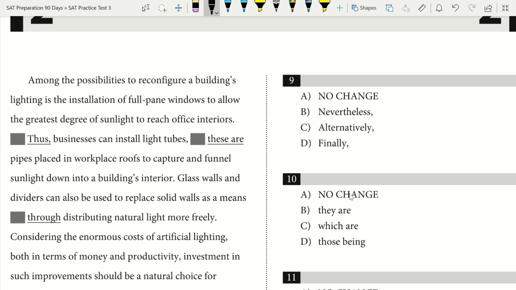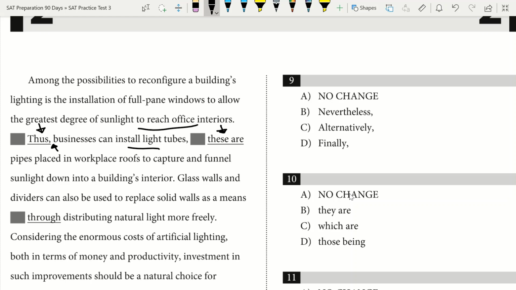Among the possibilities to reconfigure a building's lighting is the installation of full pane windows to allow the greatest degree of sunlight to reach office interiors. Okay, I have one word underlined at the beginning of a sentence followed by a comma, so I know I'm looking at a transition word from that previous sentence to my new sentence. So what I'm going to do is read what my new sentence is first, and I'll answer any questions within that sentence as well, then go back and find which word connects those sentences.